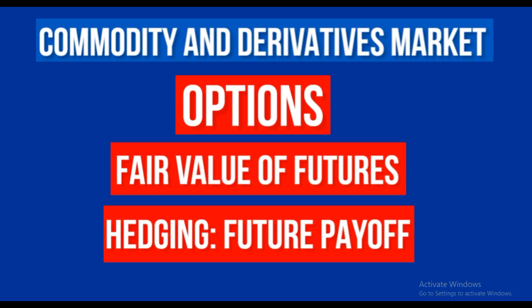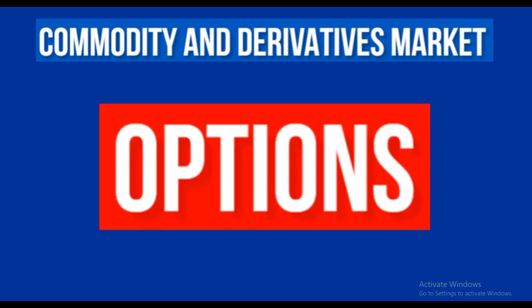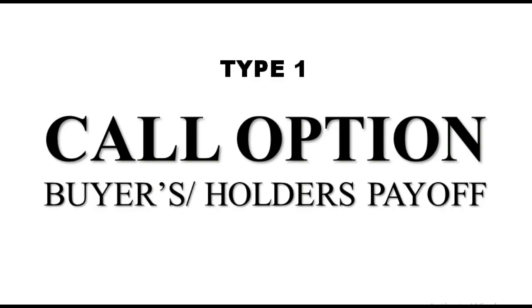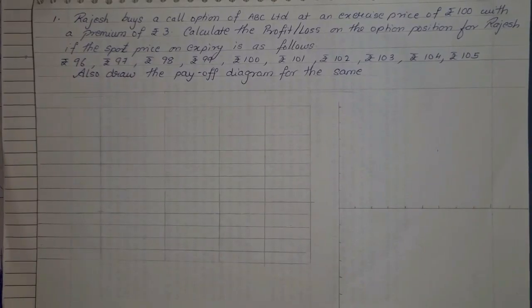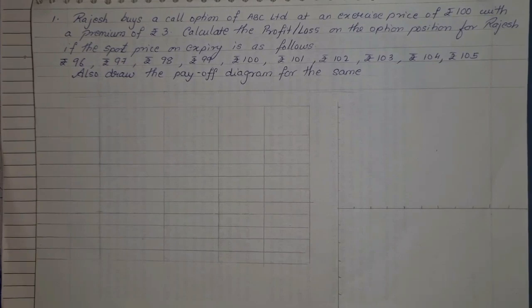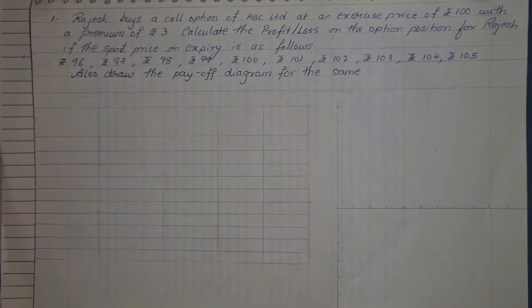Okay, so we will start off with the very first one, that is options. Now let us learn how to solve sums based on options. Let us check the first example as to how to calculate the profit or loss based on option positioning when there is a call option and it is based on the buyer's payoff.